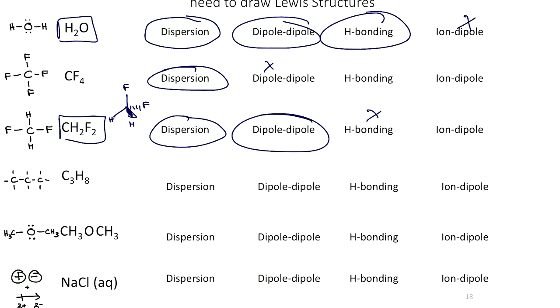All right, okay, C3H8, so this is propane, I think. So all those lines are hydrogen atoms. Is there dispersion? Yes. Is there dipole-dipole? No. So all those carbons and hydrogens, nothing's polar in that molecule.